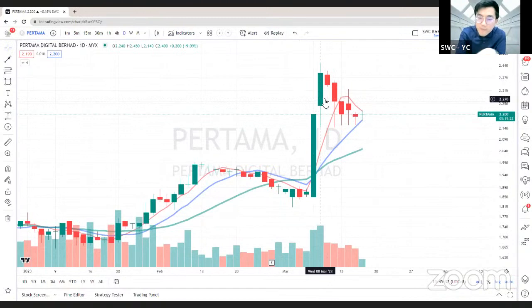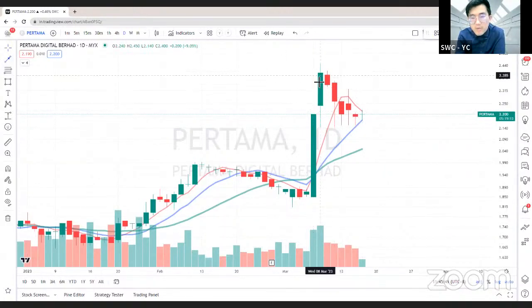Because this counter a few days back was inside the top gainer, top volume list. All this you can see. Meaning one week back, you see this counter already go out. You spot it in the top volume, top gainer list already. You spot it, then you monitor it.